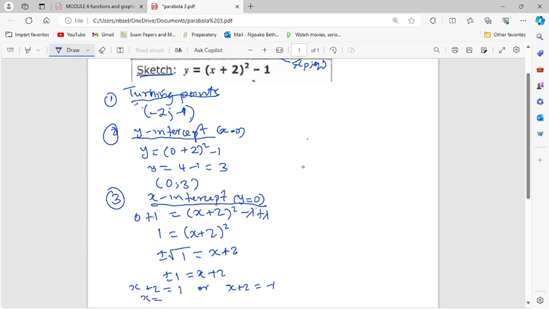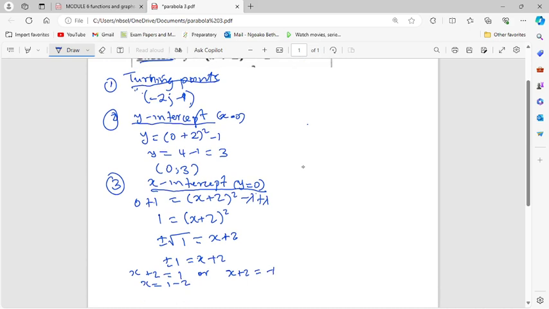Then x equals to, now when you take it to the other side like we did here, we're going to have 1 minus 2. So in this case it means we're going to have x equals to minus 1. Then this one, x equals to minus 1 minus 2. So x equals to minus 3.